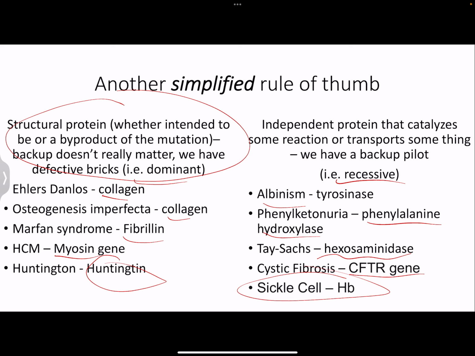In hemoglobin and sickle cell, well, that's okay. We're just transporting oxygen. But if we have one defective, okay, well, we can still transport oxygen. Okay, I guess. But if we have two defective, now we're kind of screwed.